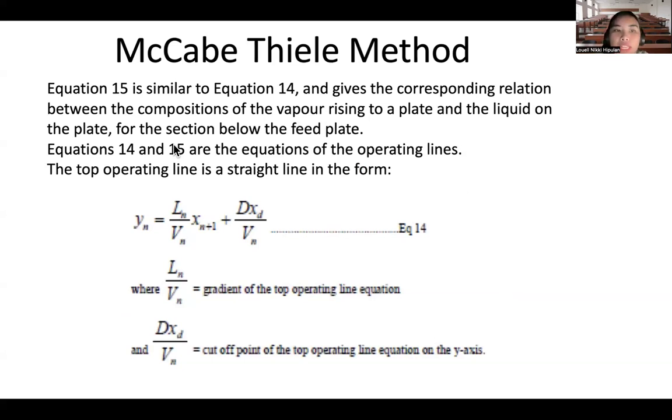So the top operating line is a straight line in the form of this. This is your equation 14 from earlier. The LN over VN is what you call the gradient of the top operating line equation. And then the second term here, which is D XD over VN, is the intercept of the operating line equation on the y-axis.